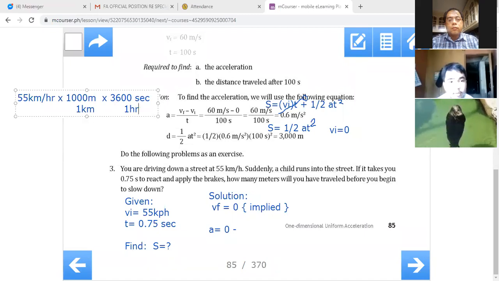Sorry, it's not. It's the other way around now. 1 hour should be at the top, and at the bottom the 3,600 seconds. And we draw our line. How many meters per second is this?